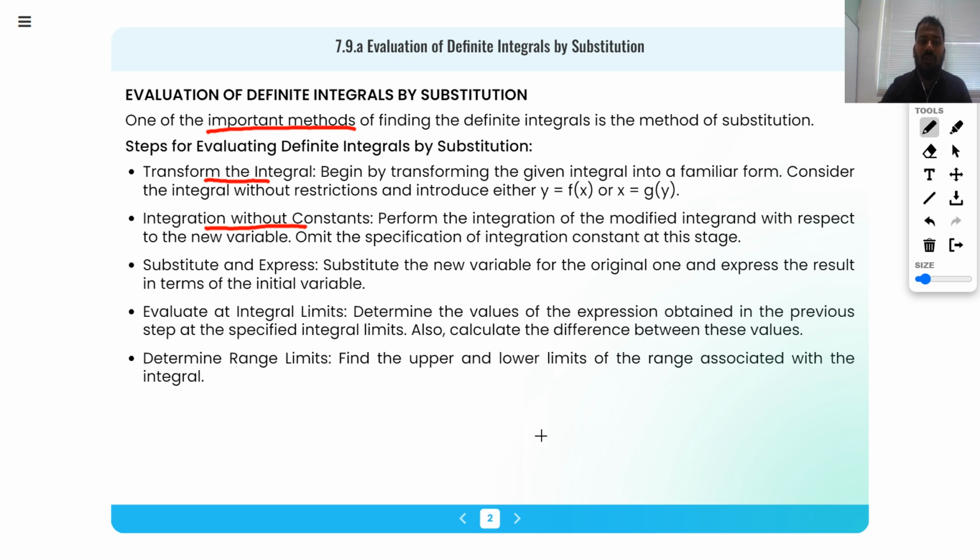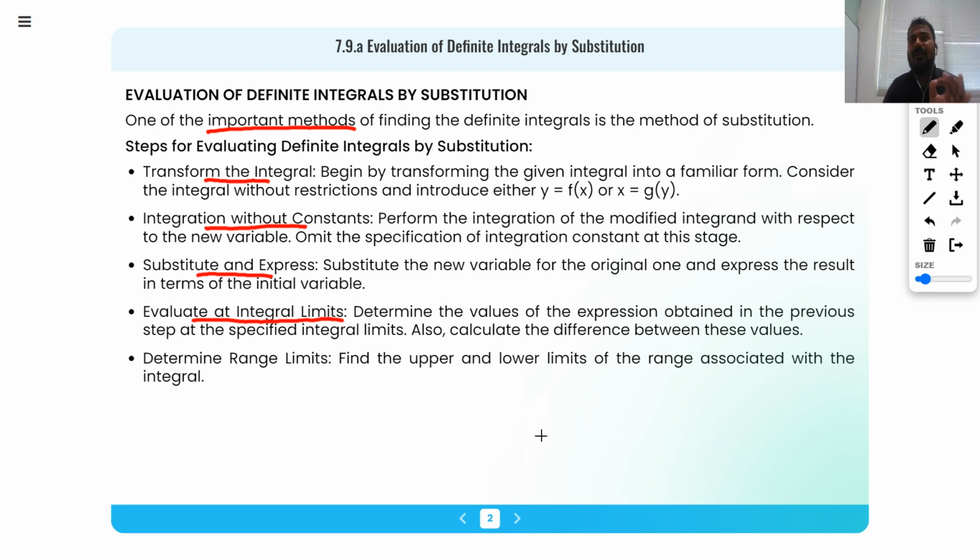Next, substitute. Once you have substituted the value from one part to the other, you have to revamp the expression and put it back into the original one. Next, not only the expression, you have to evaluate the integral limits as well. This is one of the most important things. Majority of the students will substitute, evaluate, express, and put it back into the original equation.